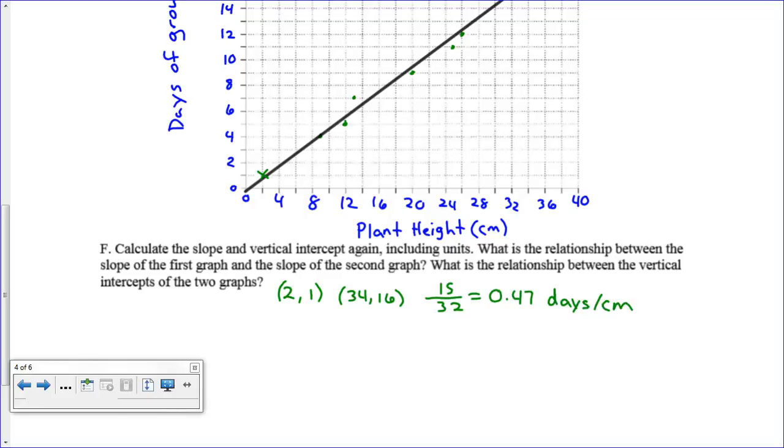An interpretation of that, even though I didn't ask you for that in this case, would be that it takes about half a day to grow 1 centimeter. So that's the meaning of that slope.